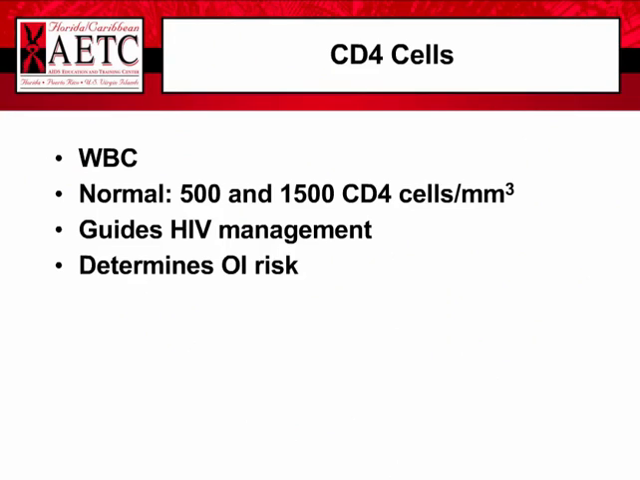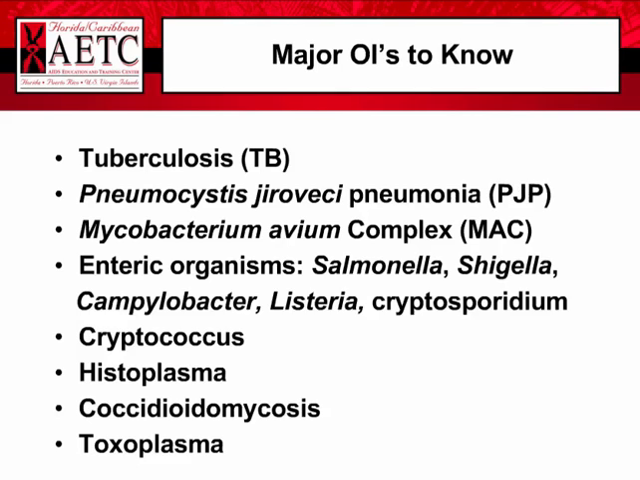So as mentioned, a CD4 cell is a type of white blood cell. Healthy individuals who do not have HIV typically average between 500 to 1,500. CD4 counts are important because they guide the management of HIV. They let us know how urgent it is for us to start treatment, as well as what prophylaxis we need to give patients for these OIs. And we're going to see that it determines our OI risk, because when CD4 counts drop below certain levels, that's when we really begin to see specific opportunistic infections.